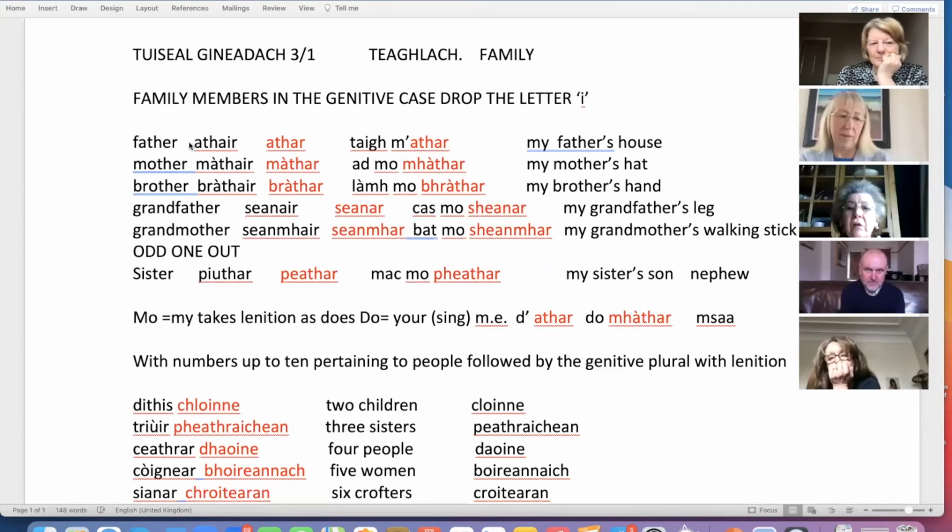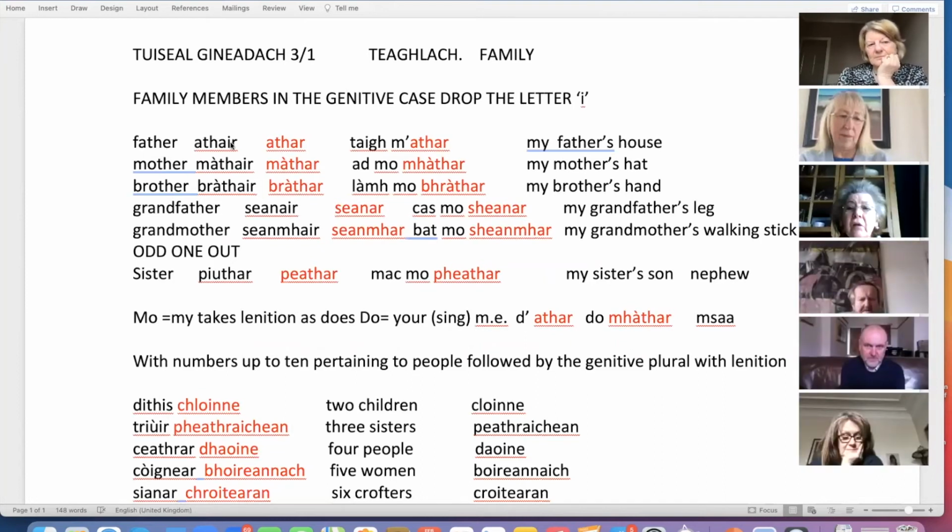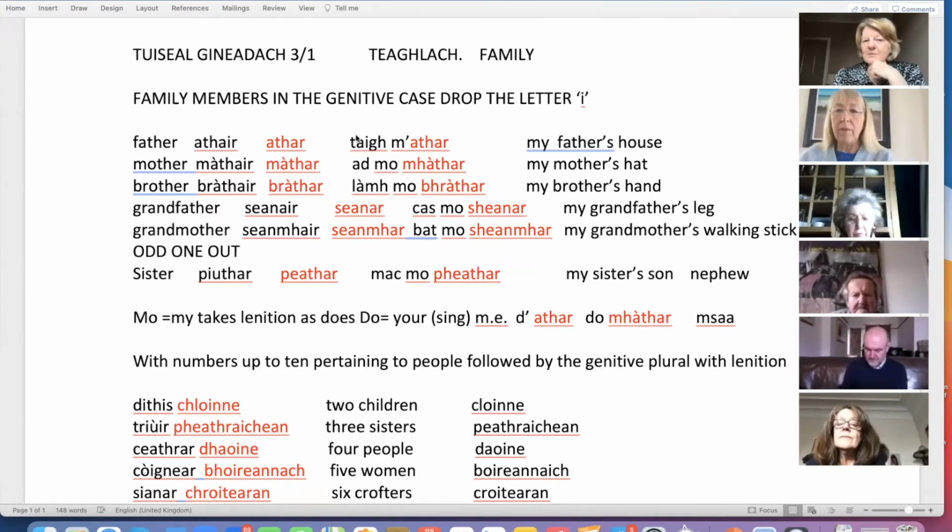So father is athair, but my father's house is the house of my father. So what you see is taigh athar. So it becomes taigh m'athar. And notice what's happened. You've dropped the letter I.